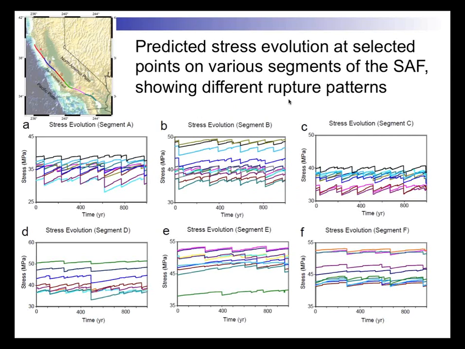And this bunch of figures are the simulated stress evolution. Each line is one selected point on one segment of the fault. And in the general pattern, if you look at this segment here, it looks like there is a pattern. After some time, on one segment, all these points have a rupture or stress drop at the same time, and that means a bigger earthquake. And this one has a pattern. Some segments are very random and do not show a very clear pattern of earthquake or rupture.